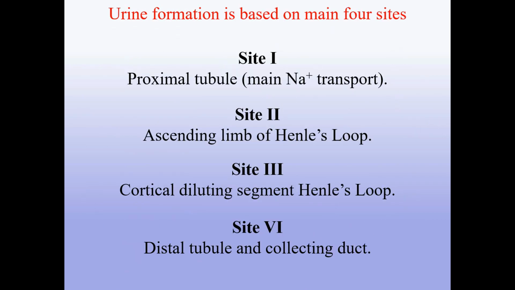Urine formation is based on 4 main sites. Site 1, proximal tubule, main sodium transport. Site 2, ascending limb of Henle's loop. Site 3, cortical diluting segment of Henle's loop. Site 4, distal tubule and the collecting duct.